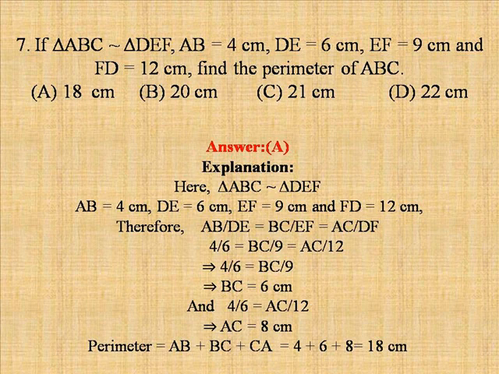Since the triangles are similar and the corresponding sides are given, we can find by the Thales theorem AB by DE equal to BC by EF equal to AC by DF. Therefore 4 by 6 equal to BC by 9 equal to AC by 12. So from the first 2 ratios, BC by 9 equal to 4 by 6, so BC equal to 6 cm. And from the first and third ratio, 4 by 6 equal to AC by 12, you can find AC equals to 8 cm. So perimeter will be AB plus BC plus AC, that is 4 plus 6 plus 8, that is 18 cm. Option A is the correct answer.